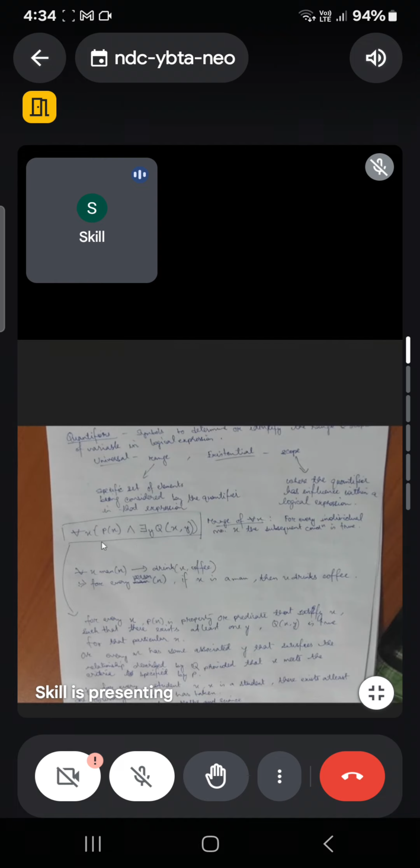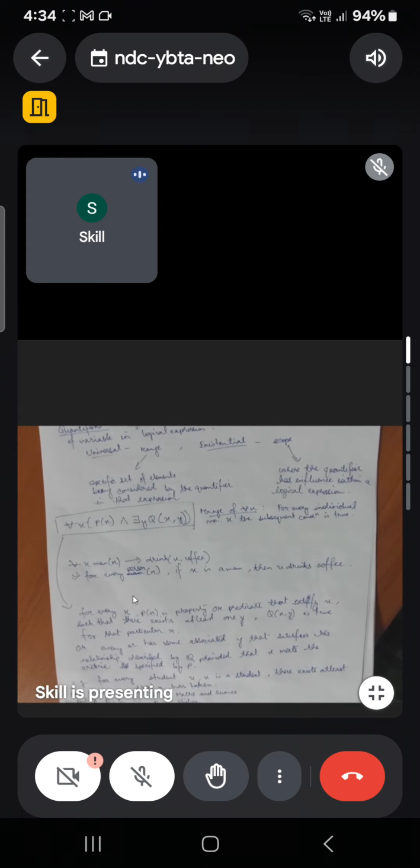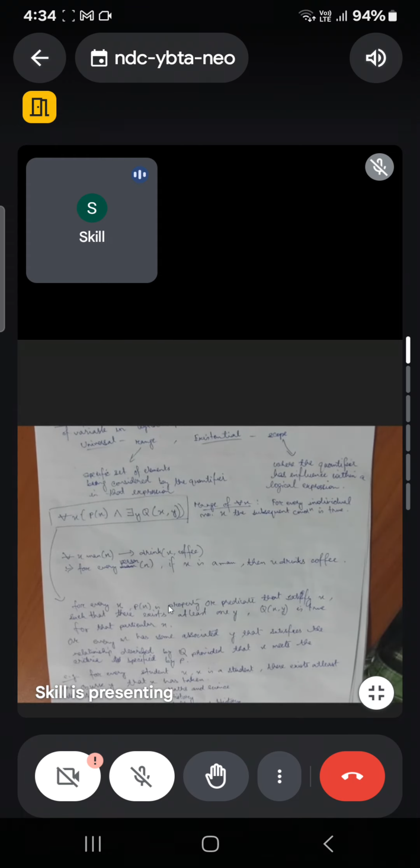Here I have written one more example. For every x, P(x) is a property or predicate that x satisfies, such that there exists at least one y for which Q(x,y) is true. Or we can say that every x has some associated y that satisfies the relationship described by Q, provided that x meets the criteria specified by P.